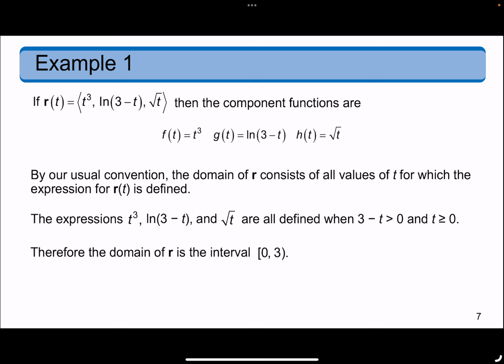Let us consider the function r of t with the components t cubed, ln of 3 minus t, and square root of t. Then the component functions are, for the first component, f of t equal to t cubed, g of t equal to ln of 3 minus t for the second component, and h of t equal to square root of t. By our usual convention, the domain of R consists of all values of t for which the expression for r of t is defined, meaning our initial assessment is that the domain of the function would be the set of all real numbers.